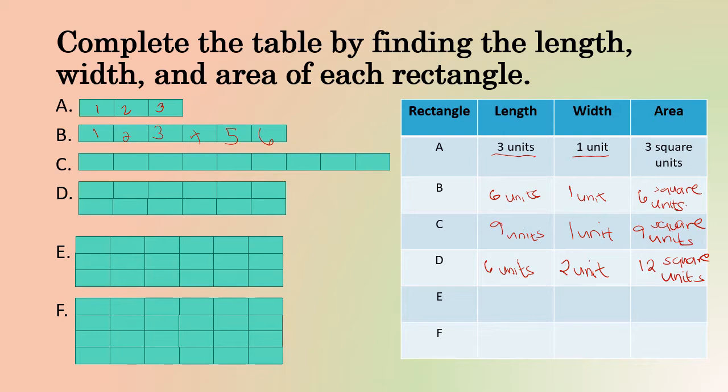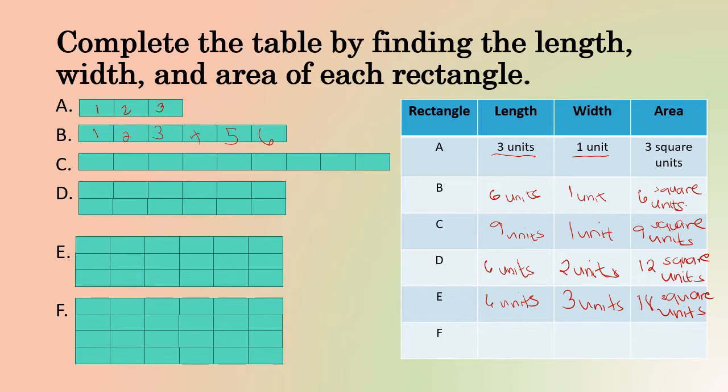So, may shortcut siya. How about the length of letter E? So, ganun din. Halos magkasing haba lang naman. So, we have, how many units? 6 units. Pero hindi sila magkasing kapal. Kasi ang unit ng width nito is 1, 2, 3. So we have 3 units. And then 6 times 3, that is, how many units, class? 18 square units. And last, letter F.